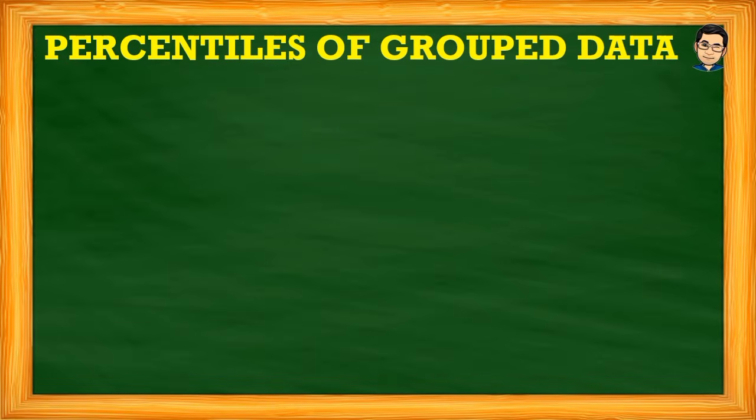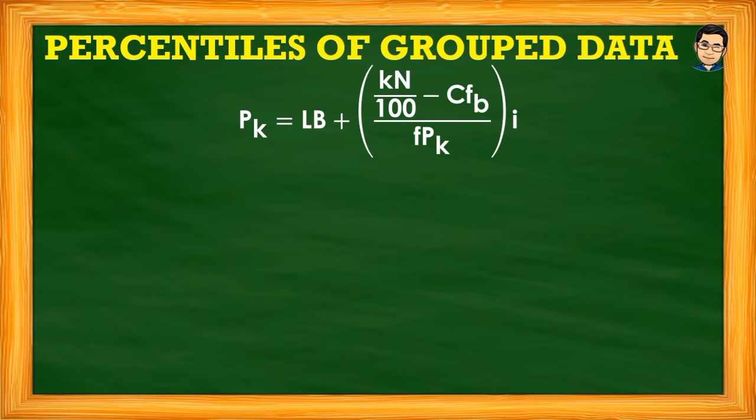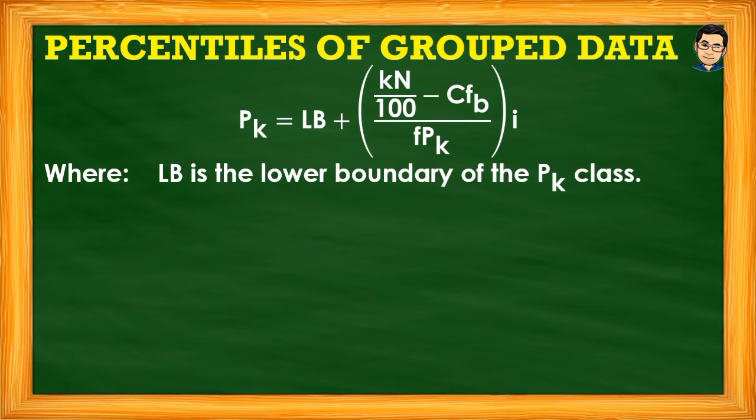So, let us now proceed to percentiles of group data. I-discuss natin yung formula niya. LB is the lower boundary of the P sub K class. Kahit deciles man yan, quartiles, ang una muna nating dinedetermine is yung location ng data, yung score na ating hinahanap. So, dito, P sub K class. Para ma-determine yung P sub K class, we'll use the formula Kn all over 100, since percentiles po ang ating pinag-uusapan.